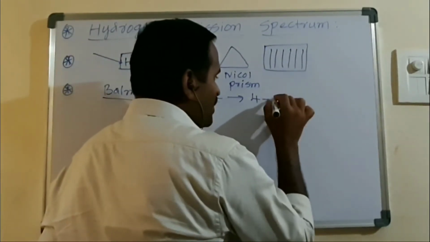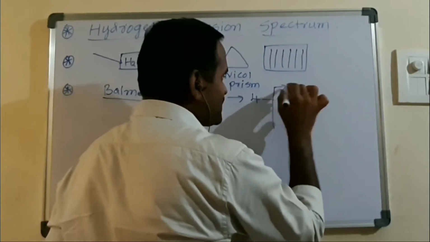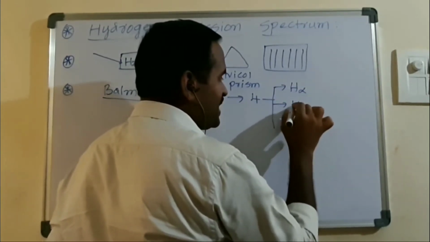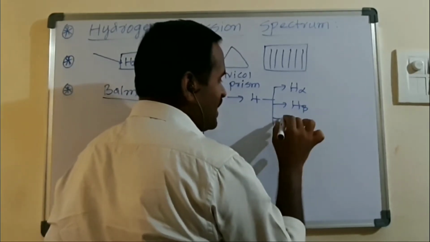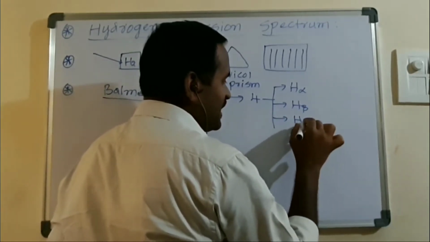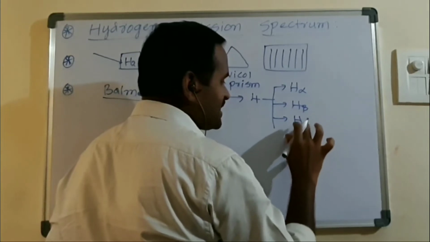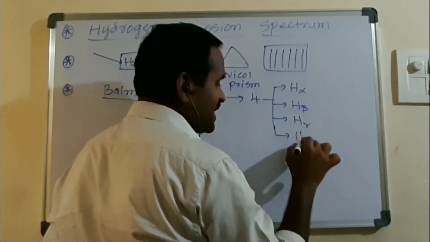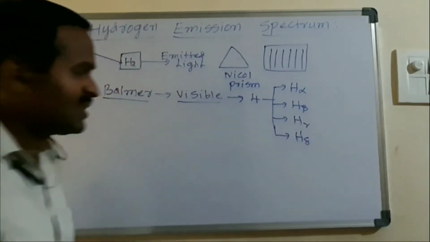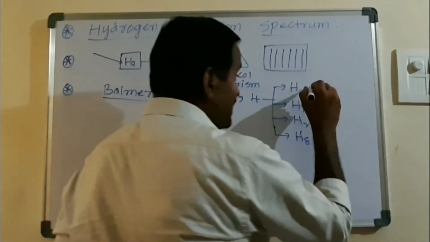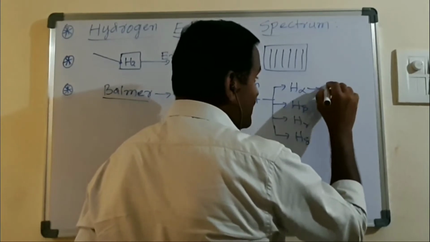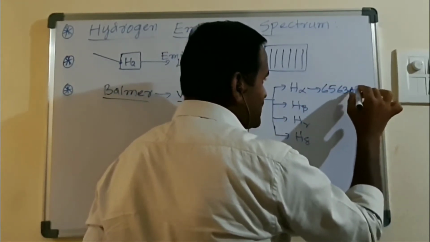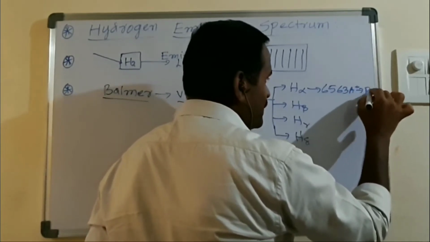What are those four spectral lines? The first is the H alpha line, another is the H beta line, another is the H gamma line, and another is the H delta line. The H alpha line is at 6563 angstroms, and it appears in the red color, right?